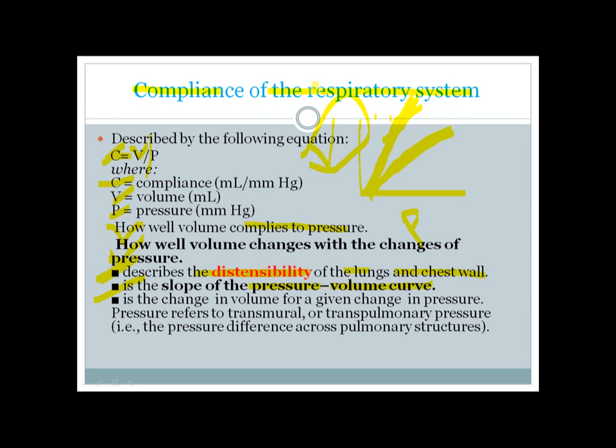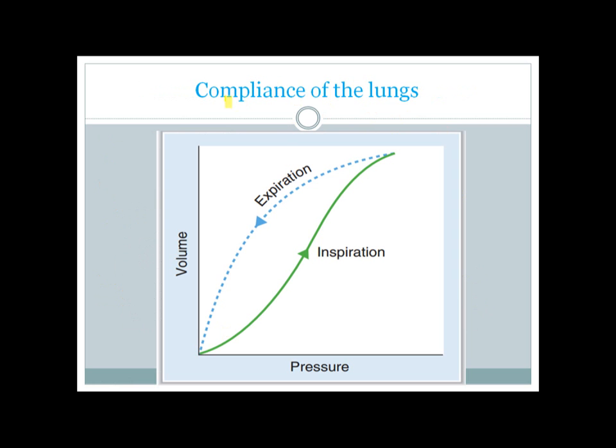Compliance is the change in volume for a given change in pressure, and the pressure refers to the transmural or transpulmonary pressure. Transpulmonary pressure is the pressure difference across pulmonary structures. Here you can see the compliance of the lungs. This is the volume and this is the pressure. Suppose we are increasing the pressure from 0, and it causes the volume to increase. So you will have a curve like that, and the compliance is steepest in this area. So in the middle range of pressure, the compliance is highest.